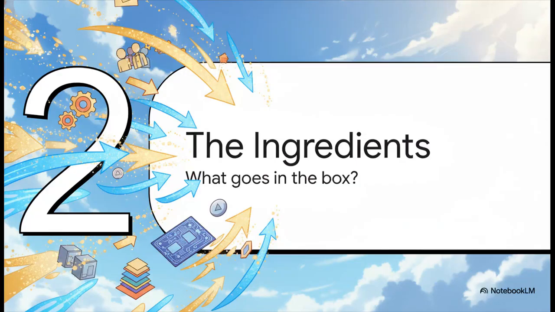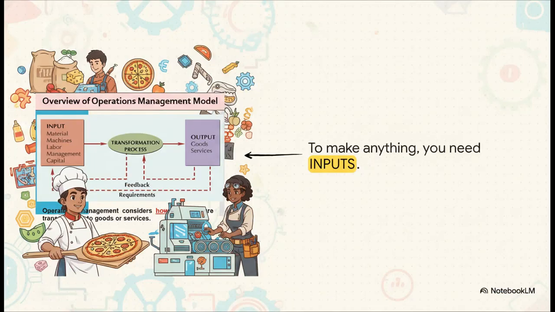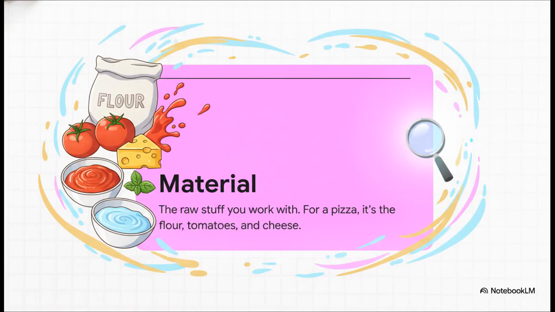Okay, so if that box is the engine, what's the fuel, right? What exactly are we putting into it to get that final thing we want? Well, to get anything out, you first have to put things in. And these are called your inputs. And for our pizza, and honestly for almost any process, they fall into 5 key categories. All right, you ready? We're gonna run through these real quick.